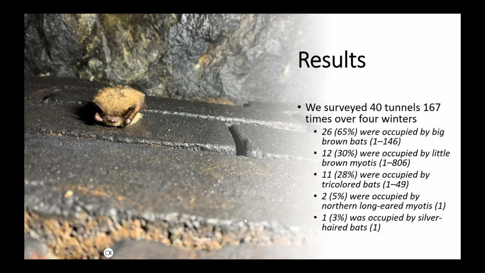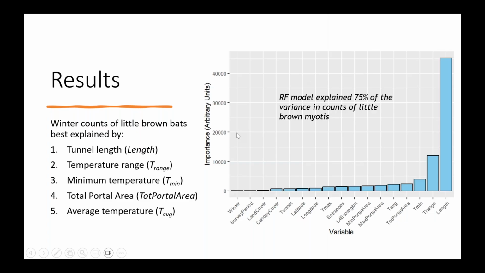Let's talk about the results of some of our models and what makes some of these sites important for bats. Let me start by saying our random forest, our machine learning model that took all of our variables and put them through the meat grinder and said, well, what's most important here? That was able to explain 75% of the variance in bat count. So it's a pretty good model. It doesn't explain it all by any means, but for wildlife work, that's pretty good.